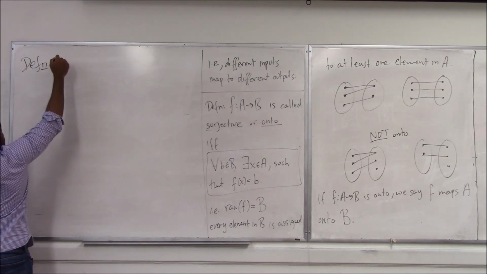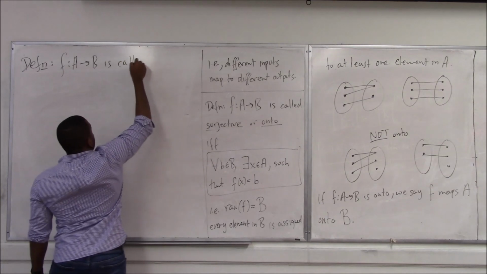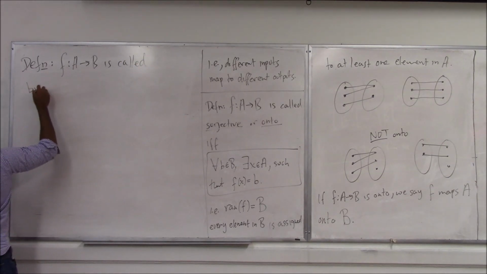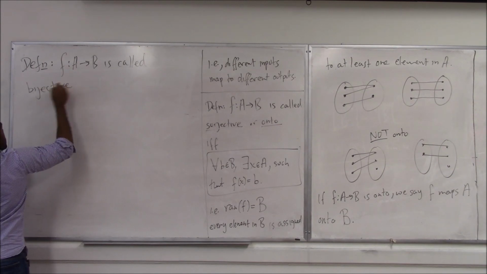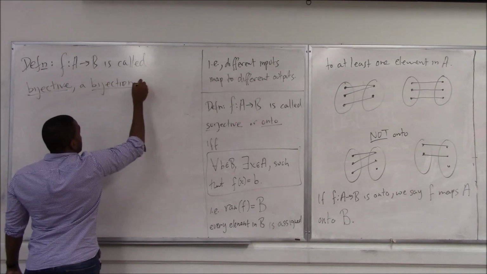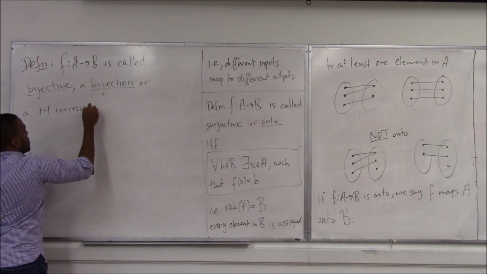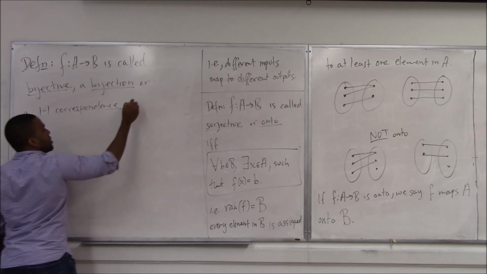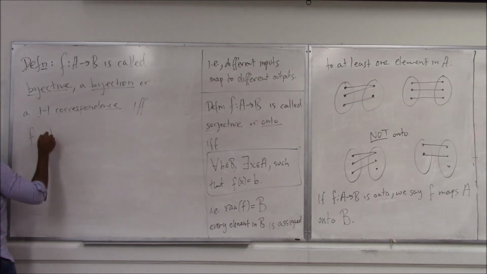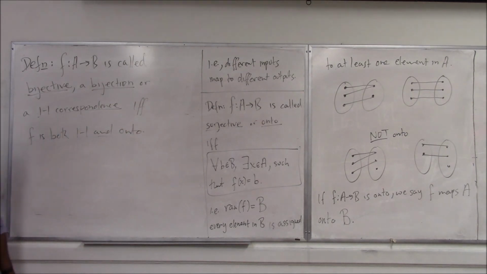Pretty much out of time, but let's just do one more definition. F from A to B is called bijective, a bijection, or a 1-to-1 correspondence, if f is both 1-to-1 and onto at the same time. Remember, it could be both, it could be neither, it could be one but not the other. But when it's both, that's nice, we call it a bijection.